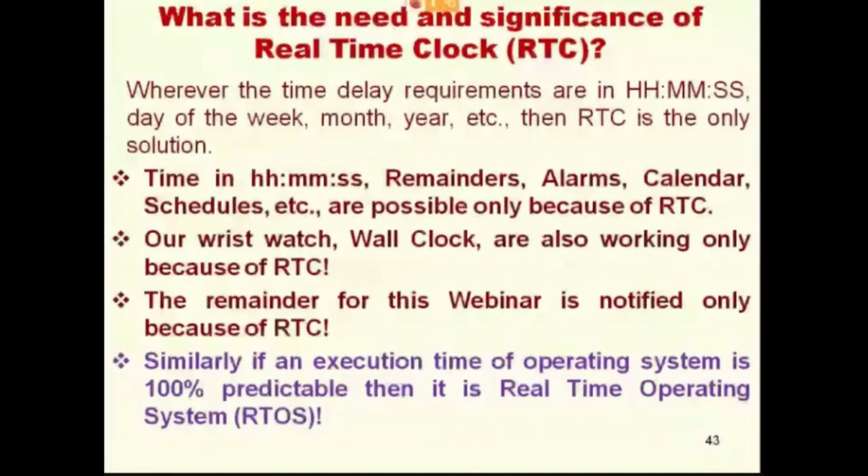Similarly, if an operating system's execution time is 100% predictable, we call that a real-time operating system. We'll talk about the real-time operating system later, for the time being.